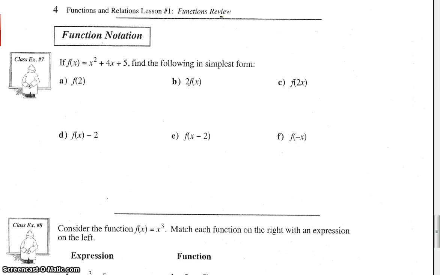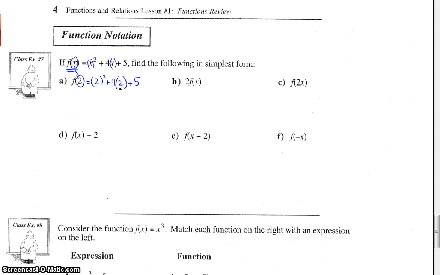Example number 7, if f of x, now really if you see that f of x, that means we're using function notation. So if f of x is equal to x squared plus 4x plus 5, find the following in simplest form. So really, if you compare that to this, you'll notice to find f at 2, x has just been replaced with 2. So you know what we're going to do? Everywhere we see x in the original equation, we're going to scoop it out with brackets, and we're going to put in a 2.